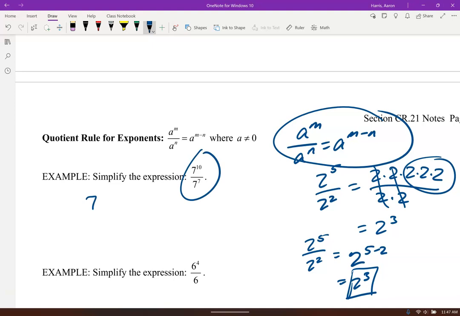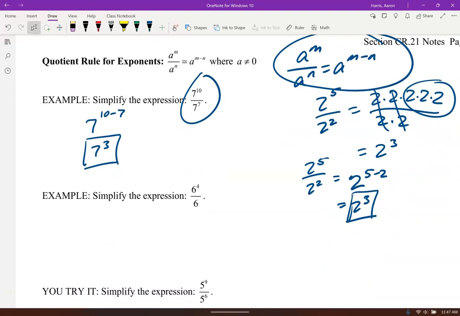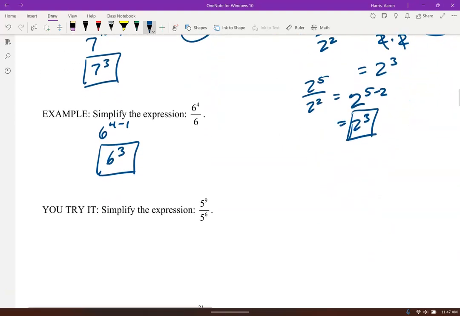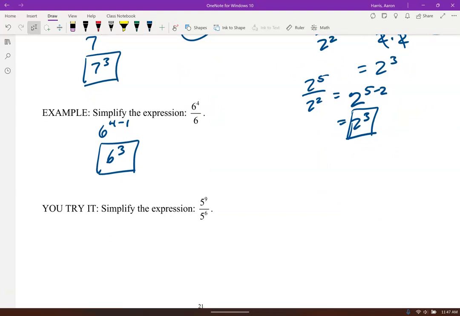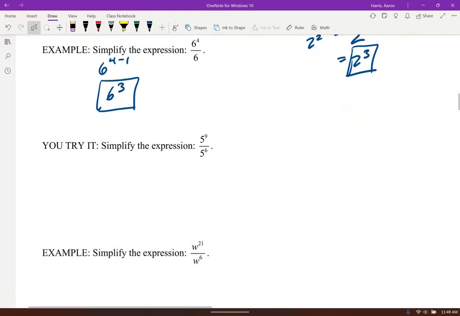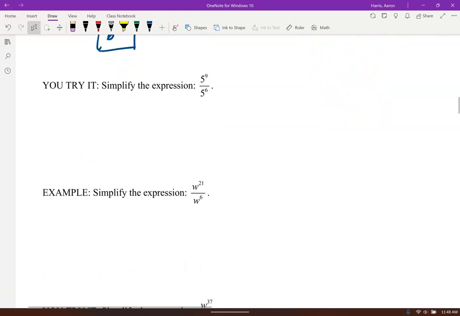So 7 to the 10: 10 sevens on the top, 7 sevens on the bottom. So I have 3 sevens on the top left over. This one's got 4 6's on the top, 1 on the bottom. I'm left with 3 6's on the top. You guys go ahead and type in what this one would be. In fact, do those next two there.